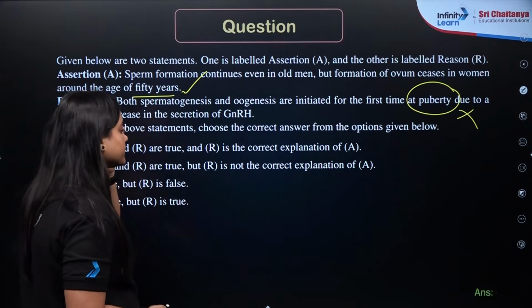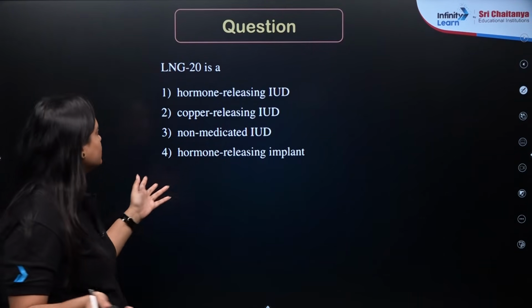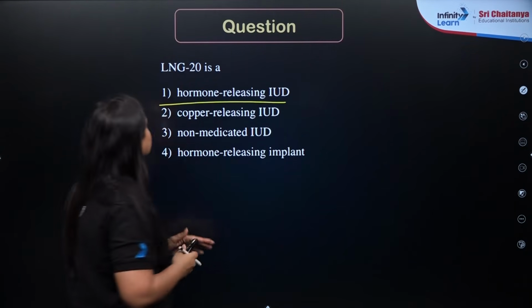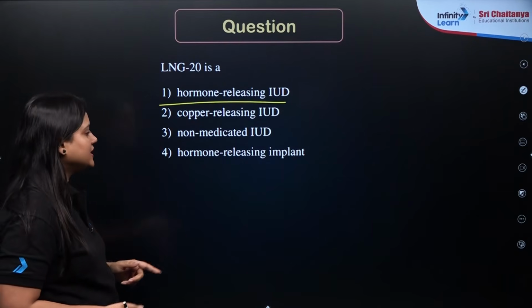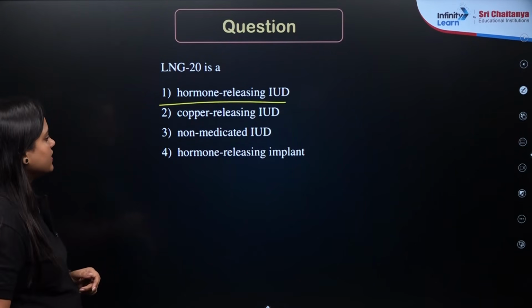Next question. LNG20 is hormone releasing IUD. So very simple question. So this will be matched with 1. So LNG20 is hormone releasing IUD. Right? Correct answer is here 1.